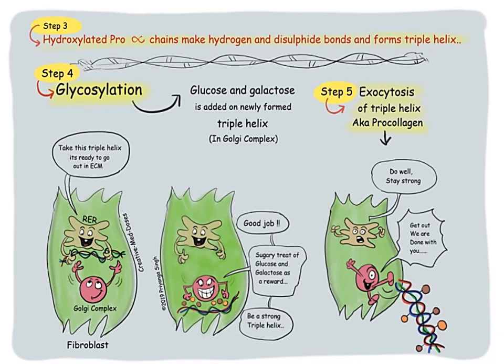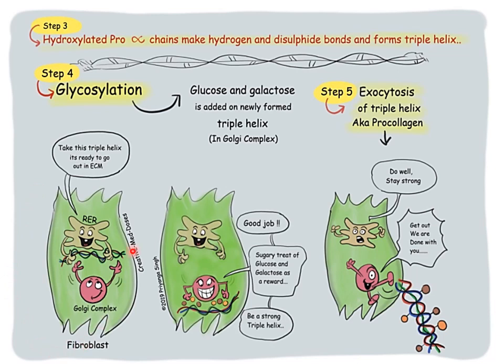Now in step 3, the hydroxylated pro-alpha chains make hydrogen bonds and disulfide bonds and form a triple helical structure. The three alpha chains are joined together by hydroxylated proline and lysine through hydrogen bonds, and along with that there will be a disulfide bond. In step 4, there is glycosylation. Out of the hydroxylated lysine molecules, a few will get a carbohydrate molecule, either glucose or galactose, added to the newly formed triple helical structure.